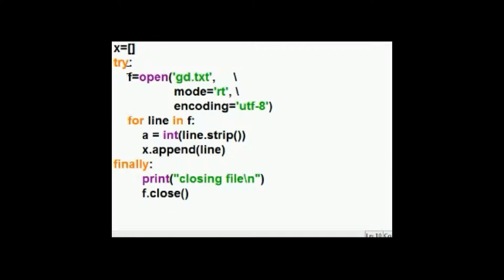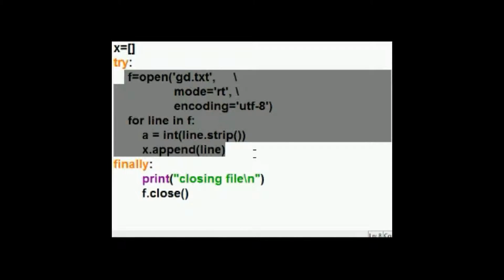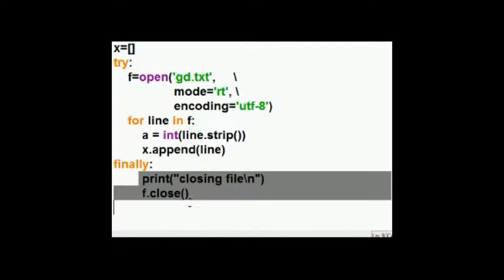Now, to do this and make sense out of it, I put it into a separate file. I create my list called X. Now I'm going to use a try and finally. Try this, and regardless of whatever happens, there's an error, whatever, finally, before you stop, do these two commands. So this will get executed, regardless of what else happens.